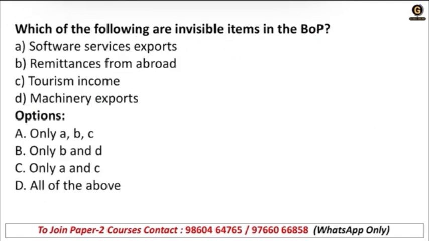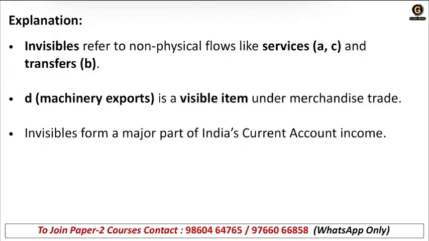Correct. Next, which of the following are invisible items in the BOP? Software services exports, remittances from abroad, tourism income, machinery exports. Right is A, B, C. Invisible refers to non-physical flows like services. Right, invisible means services and visible means goods. Okay, A and C and B also.